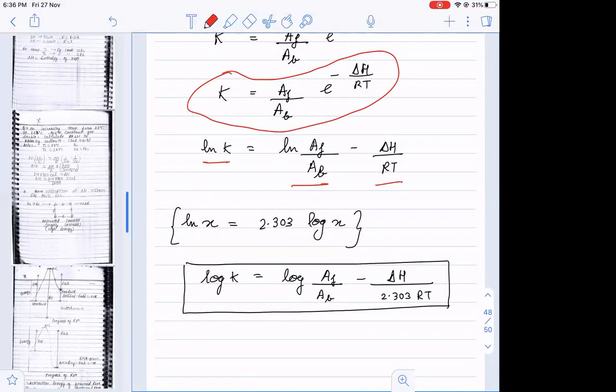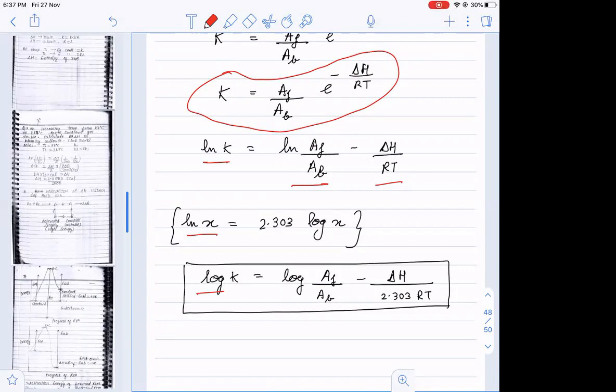Now one more thing. We don't like ln very much. Why? Because the calculation in ln is difficult. We do not know the values of ln, so we prefer to do it in log. Log is to the base 10. ln is a natural log. Difference between ln and log: ln is a log to the base e, that is natural log, while log is always to the base 10.